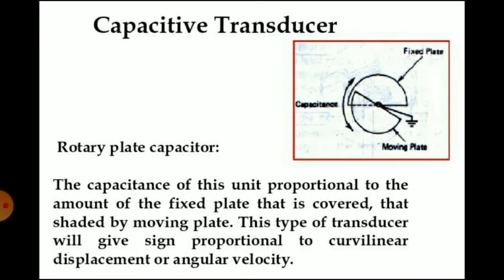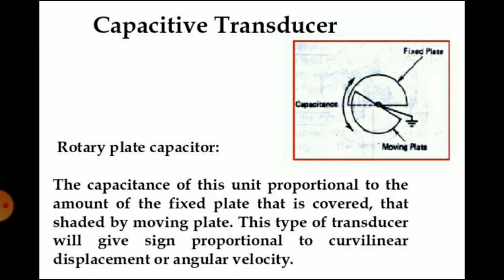Then there is the rotary plate capacitor for angular displacement. It is a capacitive element for angular displacement. The principle of change in capacitance with change in area can be employed for measurement of angular displacement. The figure shows one plate fixed and the other movable. The angular displacement to be measured is applied to the movable plate. The angular displacement changes the effective area between the plates and thus changes the capacitance. The variation of capacitance with angular displacement is linear.